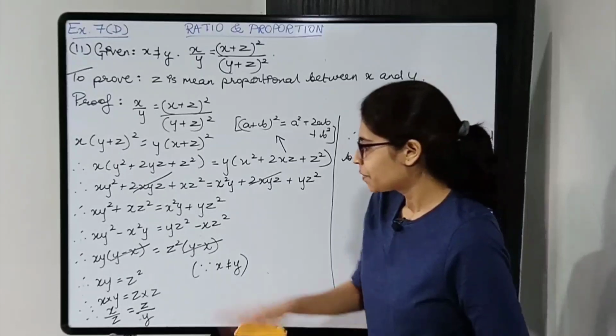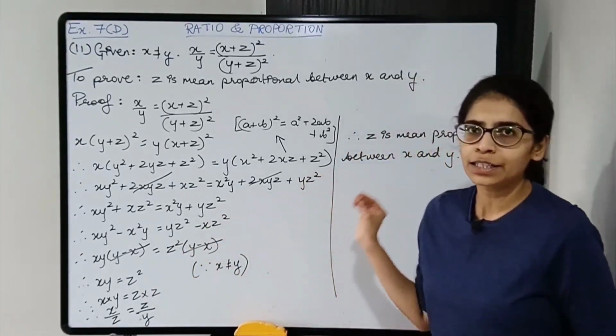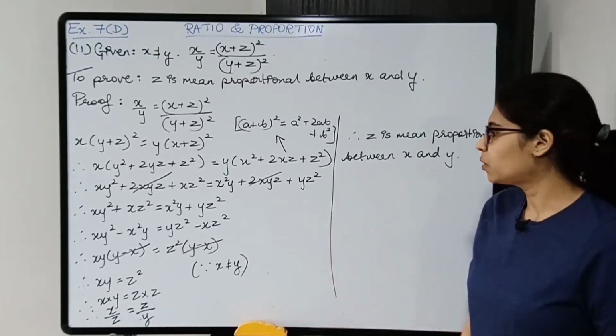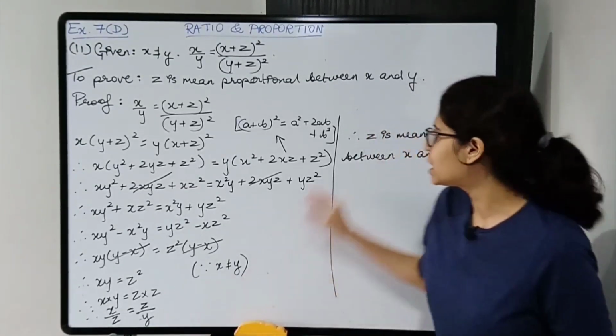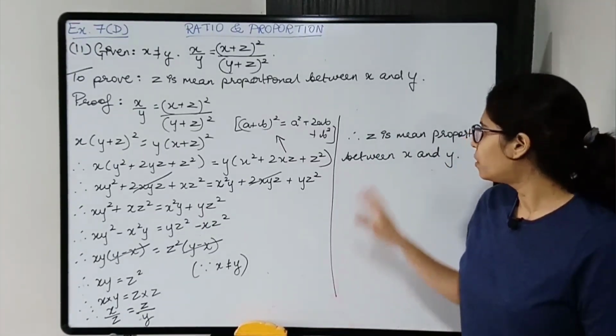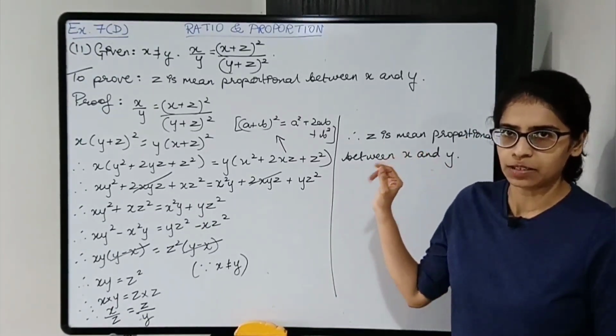So I can say x, z and y are in continued proportion. Therefore z is the mean proportional between x and y. Okay. So from this statement itself you can say z is the mean proportional between x and y. ठीक है? So write the final statement. Don't forget this part. Okay.